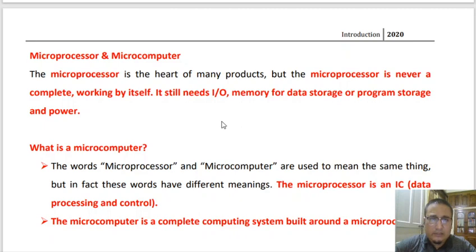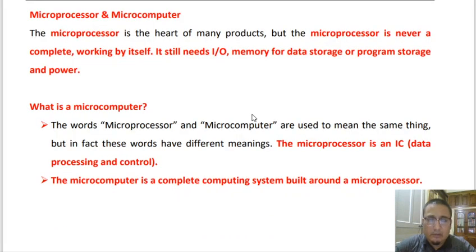Now, let us try to understand what a microcomputer is. Very often it so happens that microprocessor and microcomputer or computer are used in the same context, but they have different meanings. Microprocessor often refers to an integrated circuit which has the ability of processing data, along with the control unit and associated registers, whereas a microcomputer is a complete computing system built around a microprocessor. That means a microprocessor along with its allied devices forms the microcomputer.